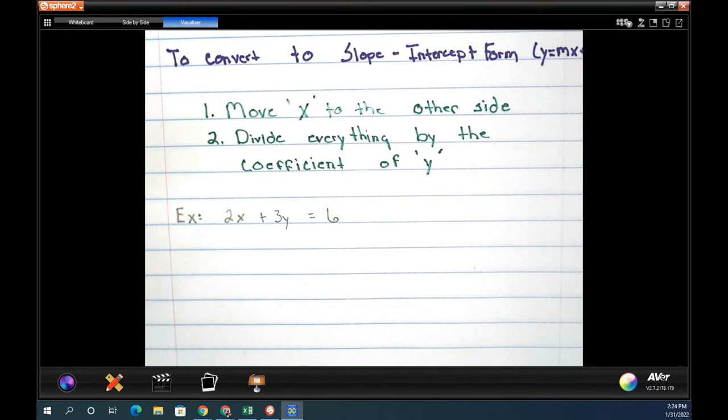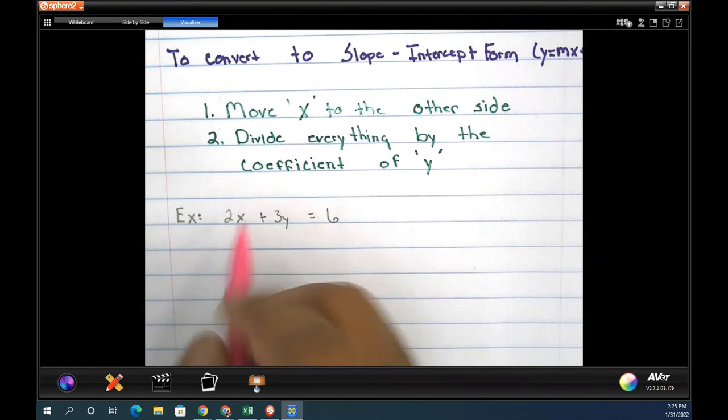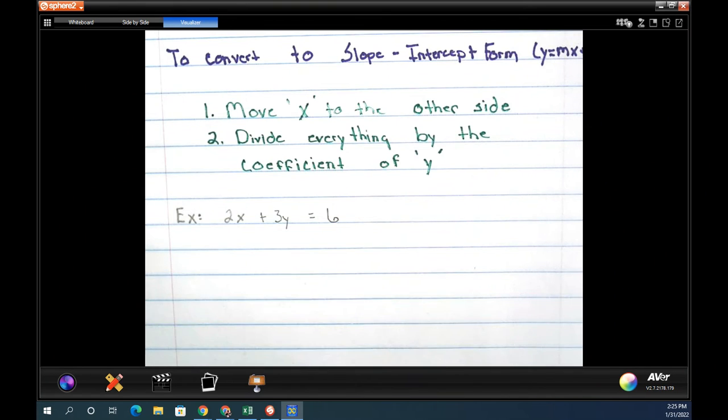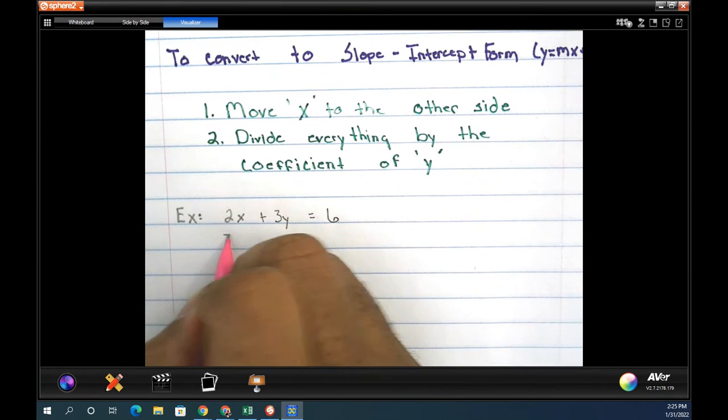2x plus 3y is equal to 6. All right. Now, what does rule 1 say, Holden? Move the x to the other side. Here's the x. It's 2x. It's positive, so you have to subtract 2x from both sides.